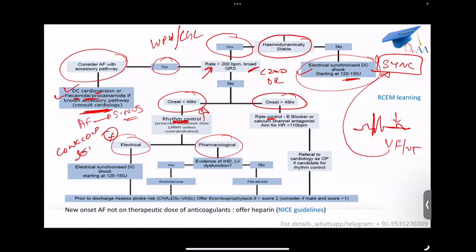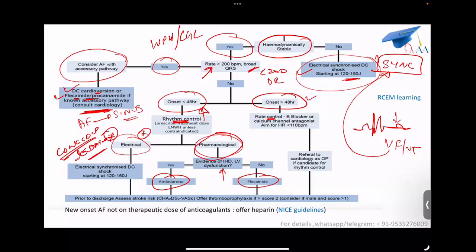So it requires one more doctor. It requires many things to be done. So it is a little bit of a headache, so no one does it, and patients usually don't prefer an electrical shock. He said, doctor, there is no other option. Yes, there is an option: you give pharmacological treatment. What you're looking for first is whether there is any evidence of IHD or LV dysfunction. If yes, give amiodarone. If no, give flecainide.